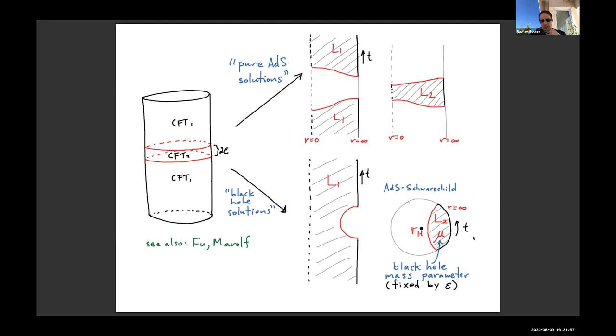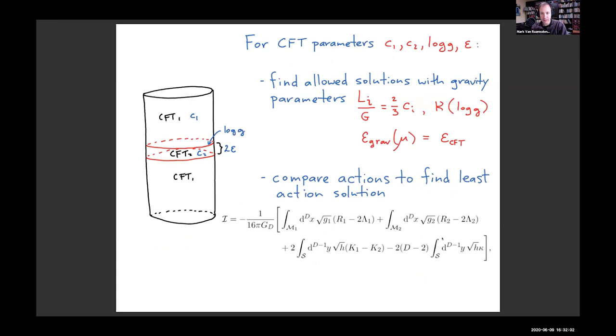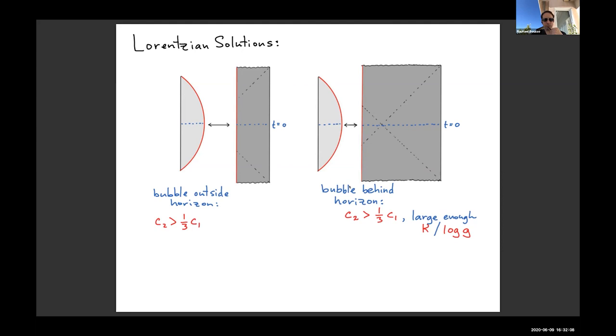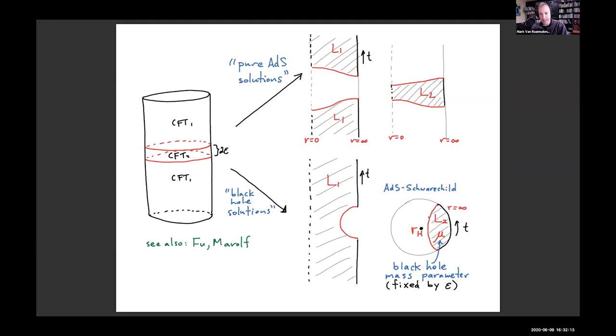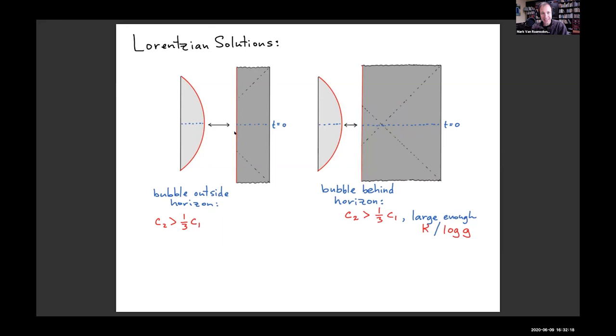Yeah, let me just jump ahead to the Lorentzian picture here. Oh, okay, good. So for these solutions here, which have the black hole, you have two possibilities. In one case, the brane is something that falls into the horizon eventually. In the other case, where your Euclidean solution actually includes the Euclidean horizon, the brane is always behind the black hole horizon. Okay.